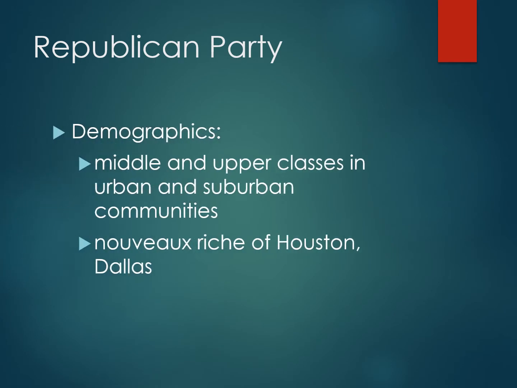Now, when it comes to the Republican Party, some of the demographics are this. Again, there's been a lot of shifts, but historically this is the way that it's been. Middle and upper classes in urban and suburban communities tend to affiliate with the Republican Party. A lot of times people are educated and they get good jobs, like the nouveau riche, and that just means the newly rich of Houston and Dallas, who do tend to affiliate with the Republican Party.